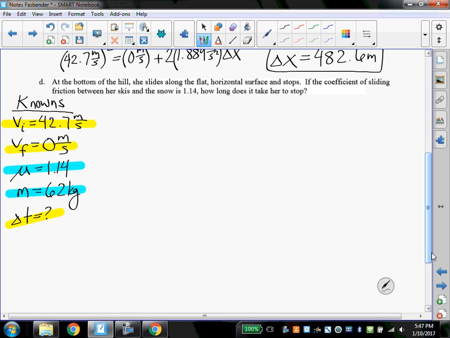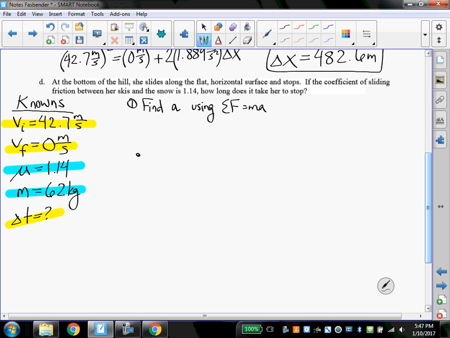But what should we do? Should we use Unit 3 stuff, or should we use Unit 5 stuff? I think we should use Unit 5 stuff, since we're looking for something that pertains to Unit 3. So our first step is going to be find acceleration using F net equals ma.